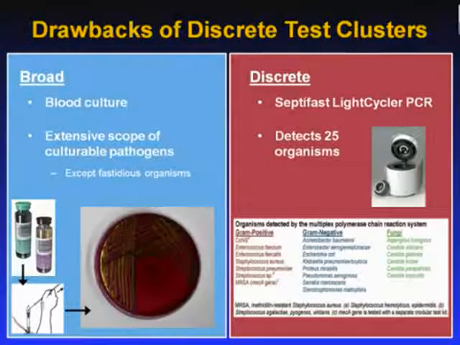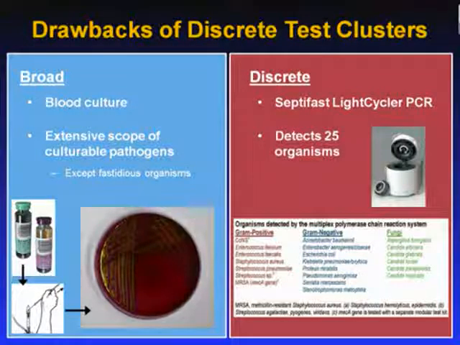On the left of this slide is a picture of blood culture, which is a broad, nearly comprehensive test, while on the right is a picture of the SeptiFast LightCycler PCR made by Roche Diagnostics, which is a discrete test. The 25 pathogens detected by the PCR method are listed in the table.